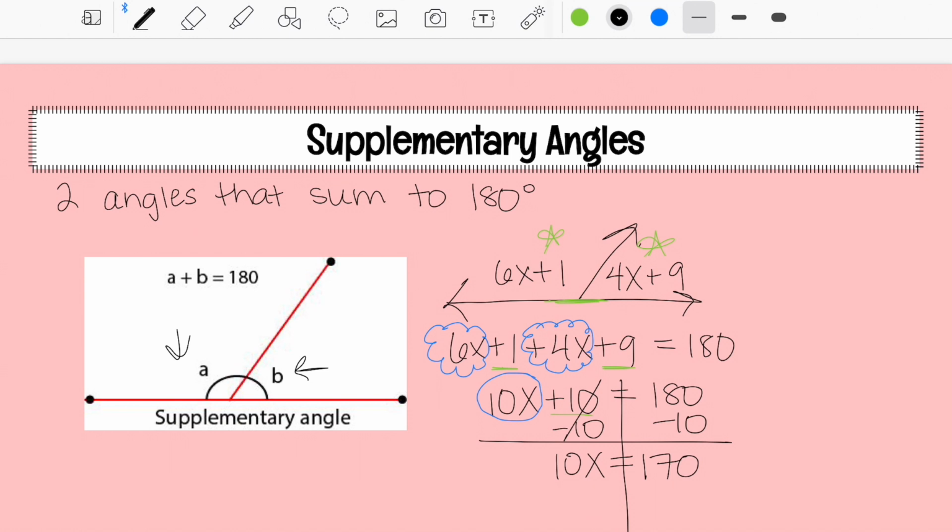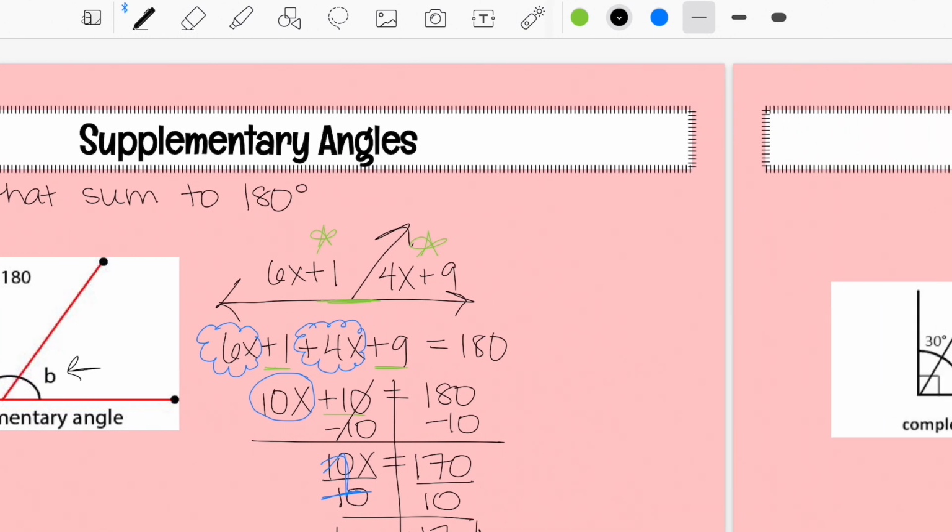Now I still have not isolated x, and I have 10 of them, so that's actually multiplication. So the inverse of that will be to divide by 10, and if I do it to one side, I'm going to do it to the other. I know 10 divided by 10 makes 1, so I am left with just 1x on the left-hand side, and 170 divided by 10 gives you 17. So this is the kind of problem you guys are going to be expected to do.